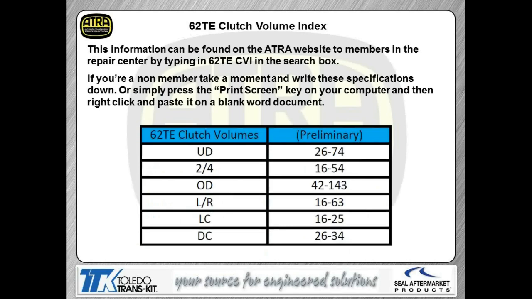Now, I apologize, this is not in your handout. If you're a member of ATRA and you want to download this handout of this chart for the CVIs, you can go to the ATRA website and go to the repair center and just type in 62 TE CVI in the search box, and it'll pop right up. It's also, I believe, on page 156 of our 2012 ATRA seminar book. Now, if you're a non-member and you want to take a moment to write these down, that's fine.